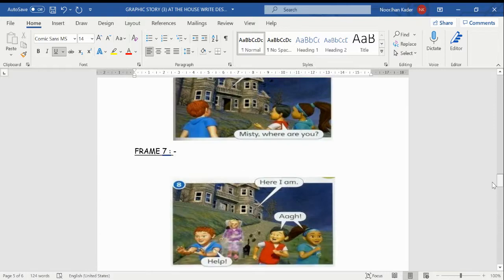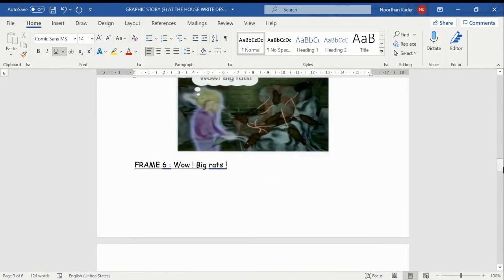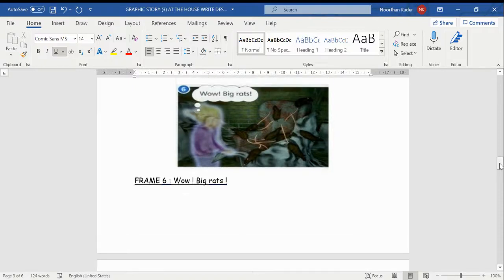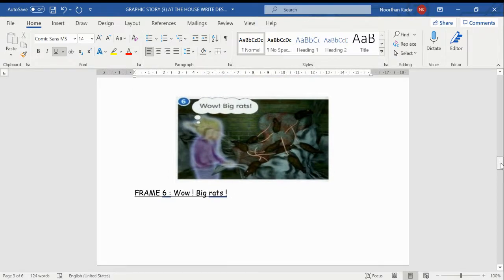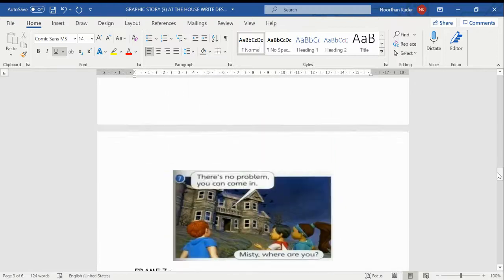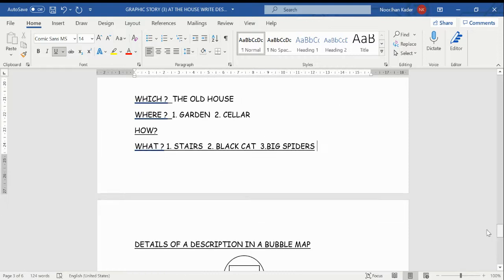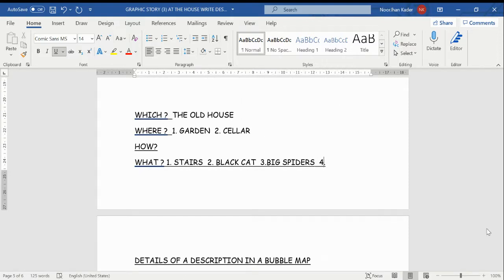Let's see whether there are any more phrases or sentences, descriptive sentences, which can answer the question what. Big spiders. And the sixth frame, wow, big rats. So big rats in the cellar, that also is a descriptive sentence of what Misty finds in the cellar. So big rats also answers the question of what. So stairs, black cat, big spiders, big rats. There are more actually, but that one later on I will let you know, or maybe we can just have a look and check.